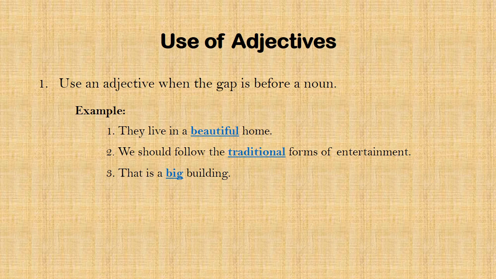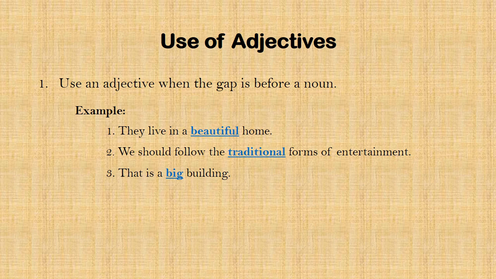They live in a beautiful home. In this sentence, there is a gap before the word home. Here the word home is a noun. We know that before a noun we can use an adjective. So in the gap we will use an adjective, and that is beautiful.